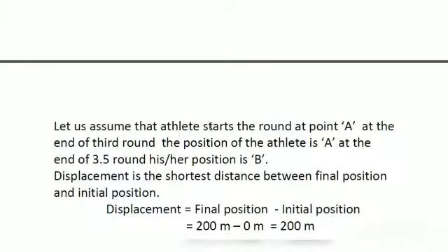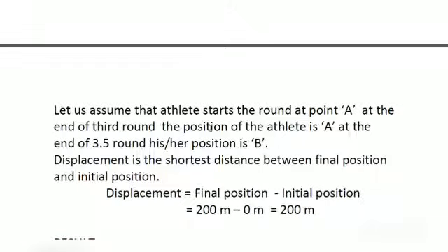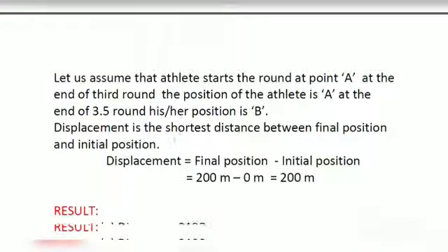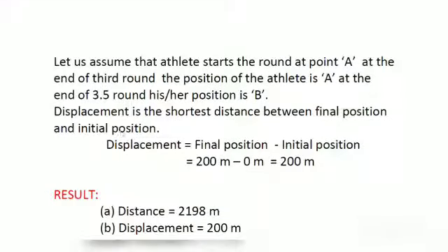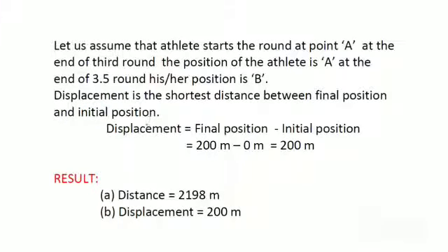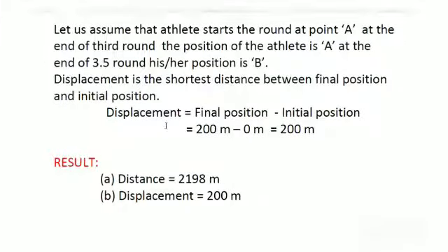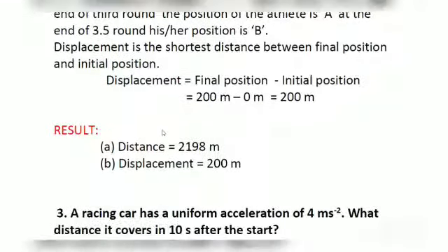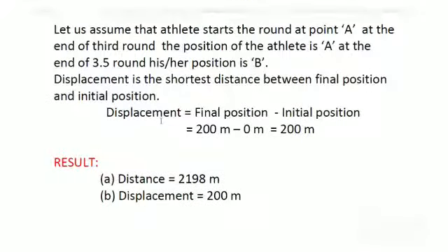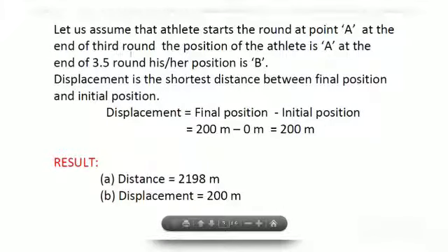Now let us assume that the athlete starts the round at point A. At the end of the third round, the position of the athlete is A. At the end of 3.5 rounds, her position is B. Now what is displacement? It is the shortest distance between the final position and the initial position. So displacement is equal to final position minus initial position, which is 200 meters minus 0 meters, equal to 200 meters. In the result, distance is equal to 2198 meters and displacement is 200 meters.